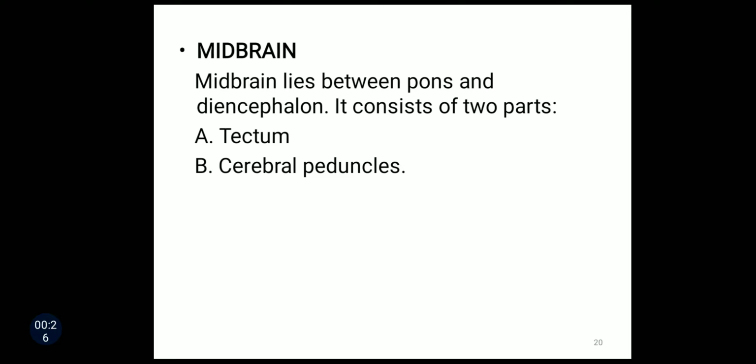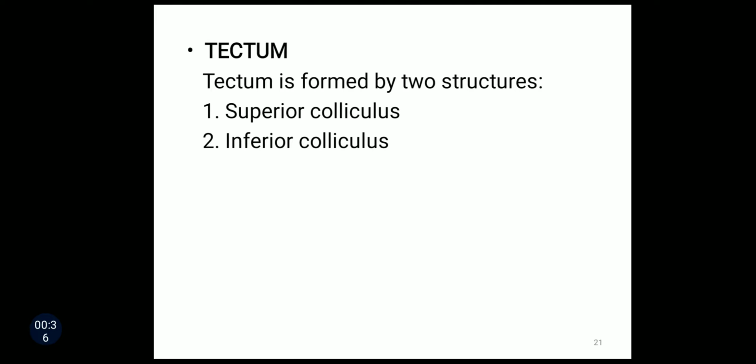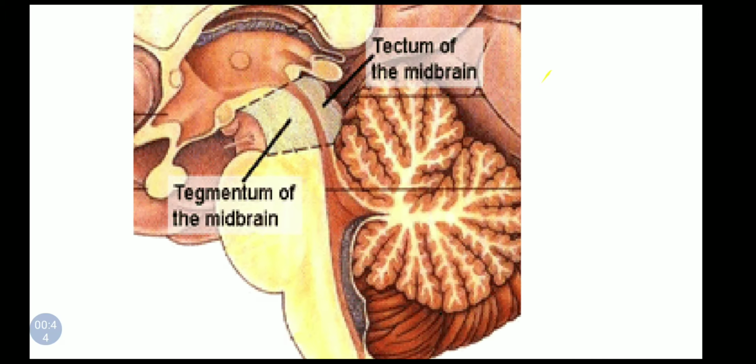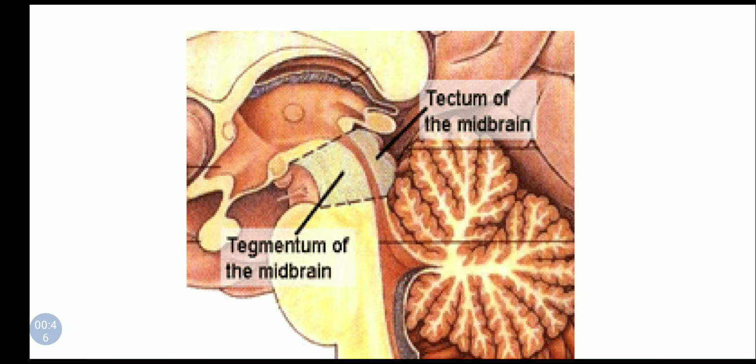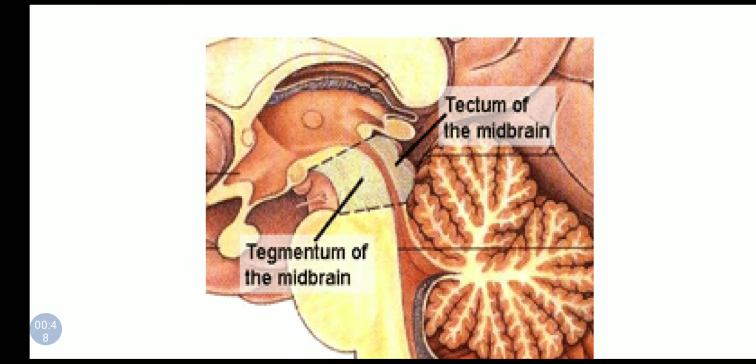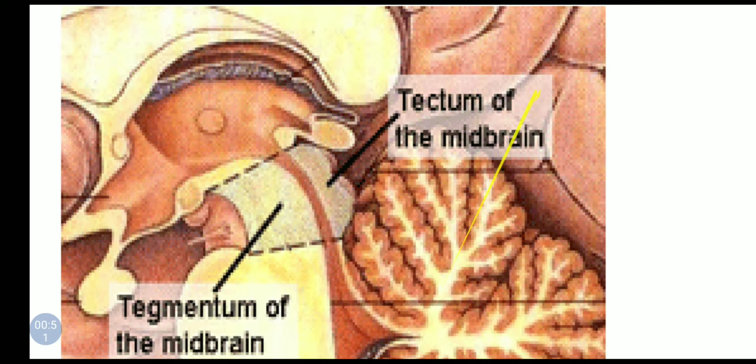So midbrain lies between pons and diencephalon. It consists of mainly two parts. One is tectum and the other is cerebral peduncles. Tectum is formed by two structures again. One is superior colliculus and the other is inferior colliculus. Here you can see the tectum of the midbrain. This is the tectum of the midbrain.